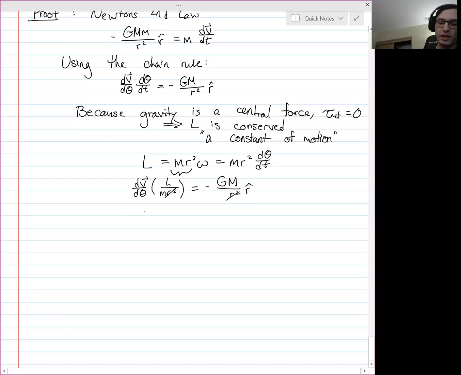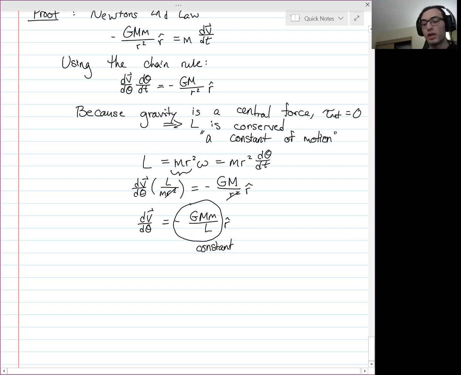So what we're left with is dv d theta, this is how the velocity vector changes with the angle, and it makes sense that it would change with the angle because at least it's changing direction. This is equal to negative G times capital M times little m, that little m would pop up there, divided by L in the r hat direction. And the important part is that for a given orbit, this is a constant. That term up front is just a number, and it doesn't depend on where you are in the orbit. So what does that mean?